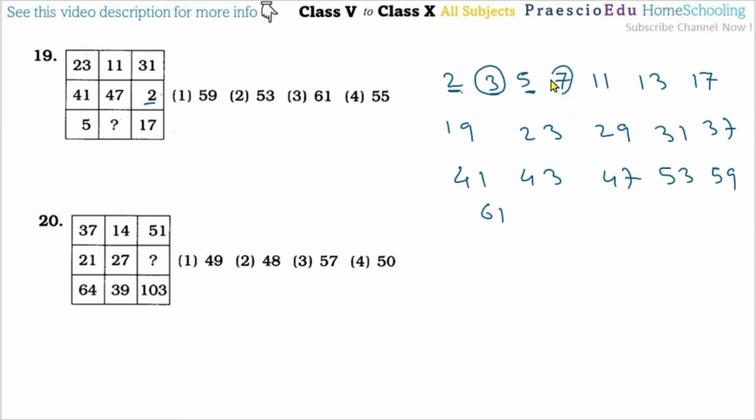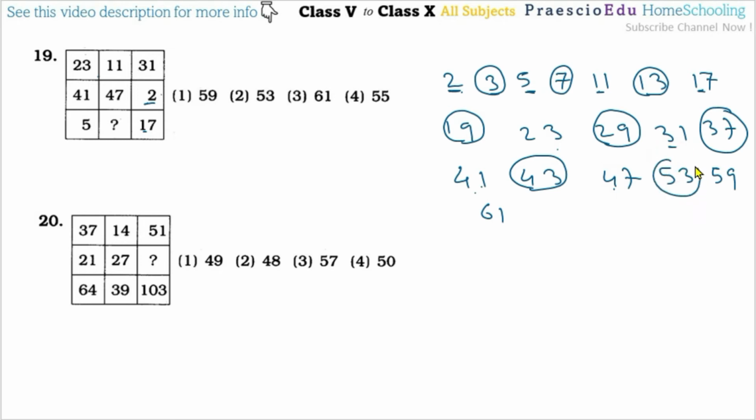Then 7 is hidden, 11 is present, then 13 is hidden, 17 is present here, then 19 is hidden, 23 is here, then 29 is hidden, 31 is there, 37 is hidden, then 41 is here, 43 is hidden, then 47 is here, 53 is hidden. So 59 should be there. So the question mark can be replaced with 59. So 59 is given in option number 1.